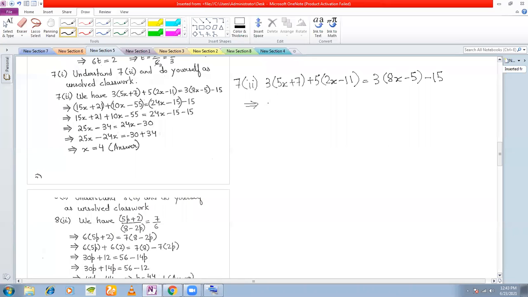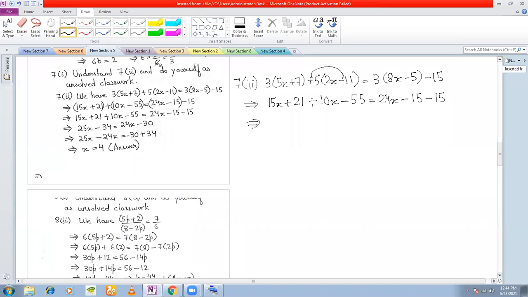So 3 into 5x will give you 15x plus 3 into 7 will give you 21 plus 5 into 2x will give you 10x, and this plus and this minus sign will combine to give you a minus 55 is equal to, now 3 into 8x is 24x minus 3 into 5 is 15, and minus 15 you write this as it is.